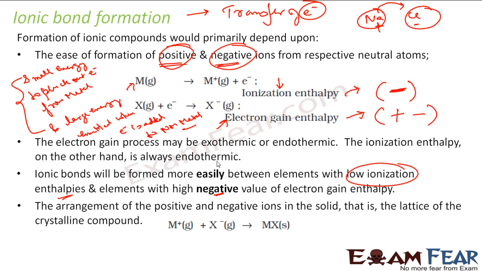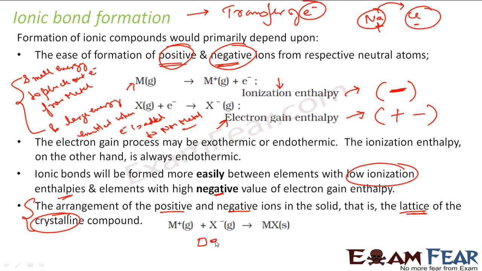Also, only these two energies are not responsible for creating an ionic bond. The third energy is also required, the crystalline or lattice energy, because the arrangement of these positive and negative ions in the solid also gives some energy. As I told, energy is all stress. If people are arranged in a proper way, the stress is less and there will be less energy. If you arrange things in a proper way, the energy is less.